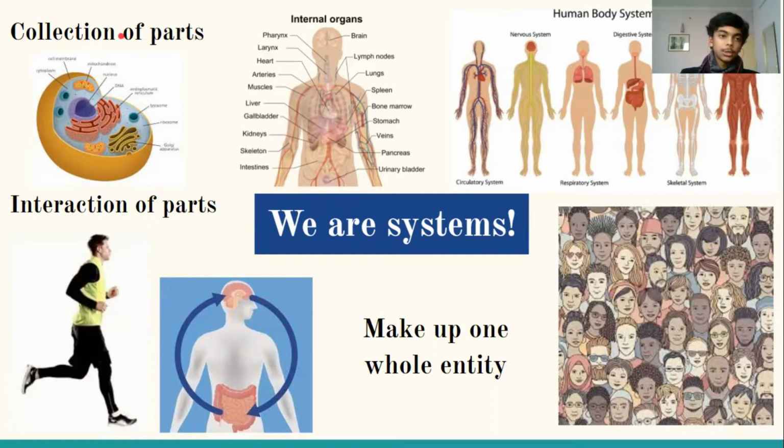Now, the collection of parts and the interaction of parts should make up one whole entity. Now, what is that entity? Well, us, human beings. So there you go. We have defined and justified why we are systems. Let's look at some more examples.